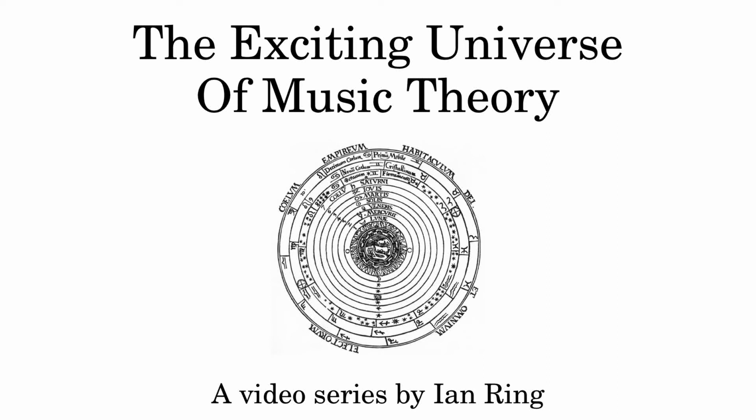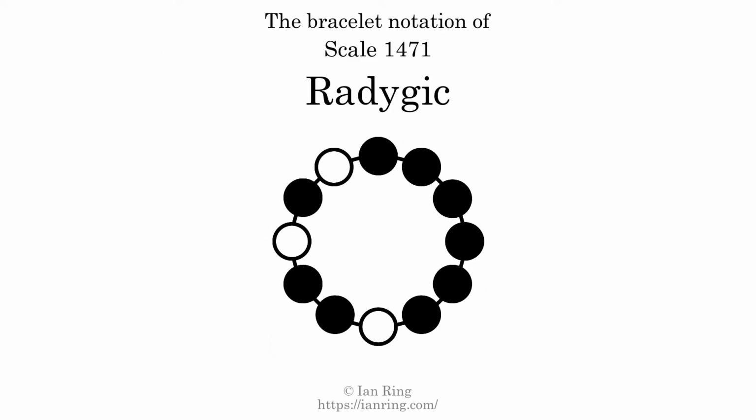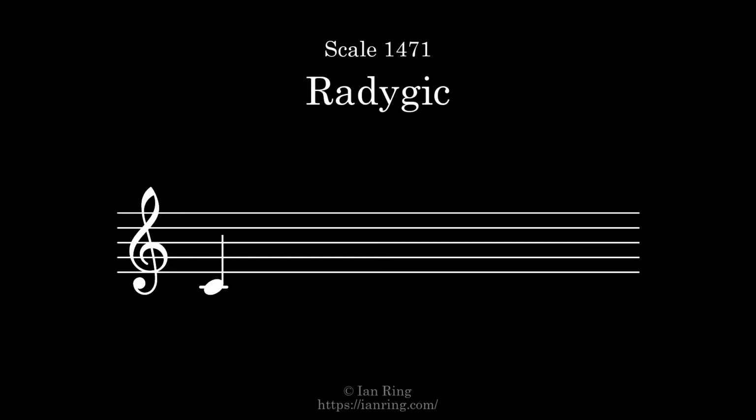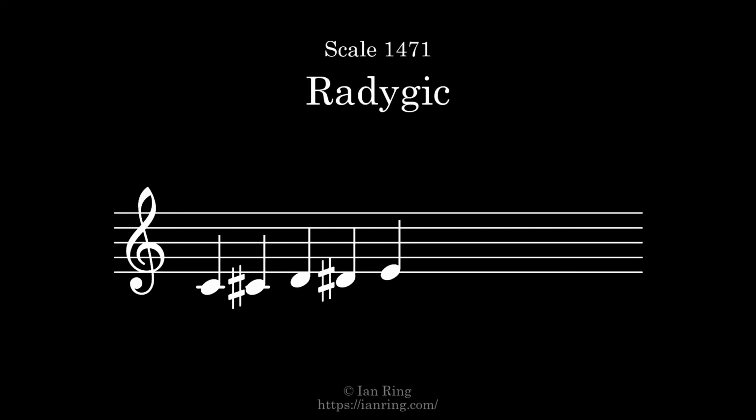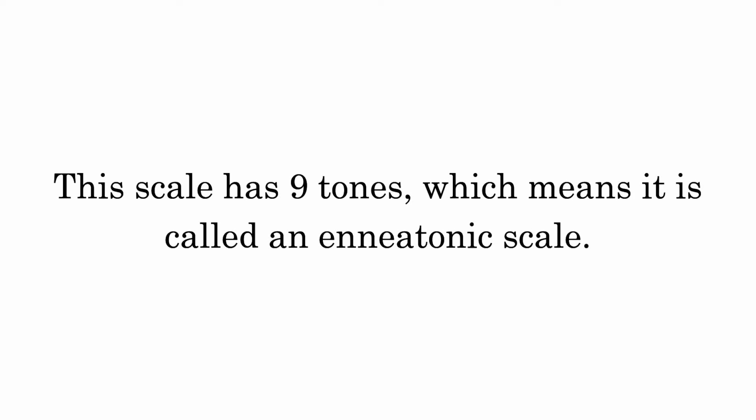Welcome to the exciting universe of music theory. Are you ready to learn? Then let's begin. Today we will talk about scale 1471, Radygic, which sounds like this. This scale has 9 tones, which means it is called an enneatonic scale.